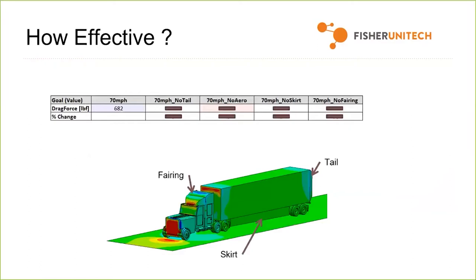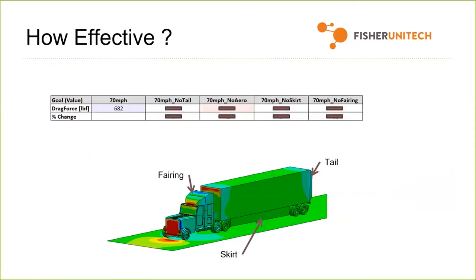So right now you're seeing a table of effectiveness, or the goal of the problem, which is the drag force on the semi-truck and trailer. And then you see a row of percent change. All right, so on the far left, we're looking at the results already for an analysis that looks at all three aerodynamic components, the fairing, the skirt, and the tail. And after running that analysis, we found approximately 682 pounds of force on the semi-truck.